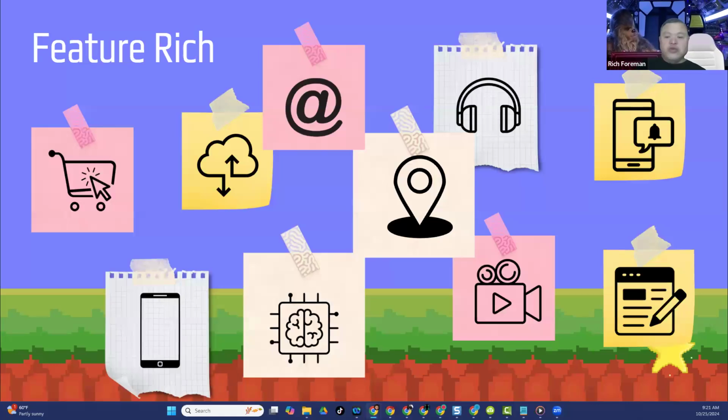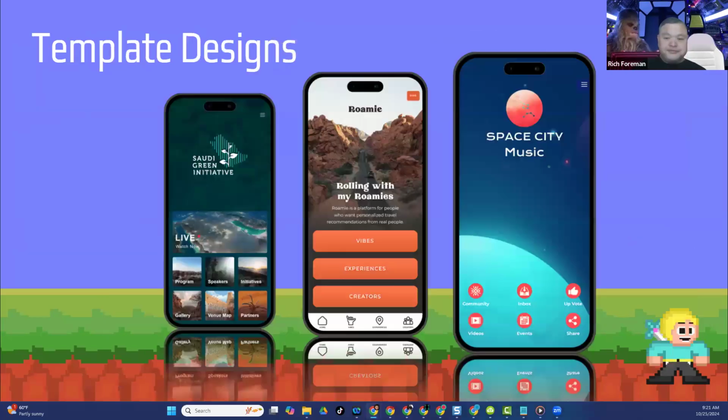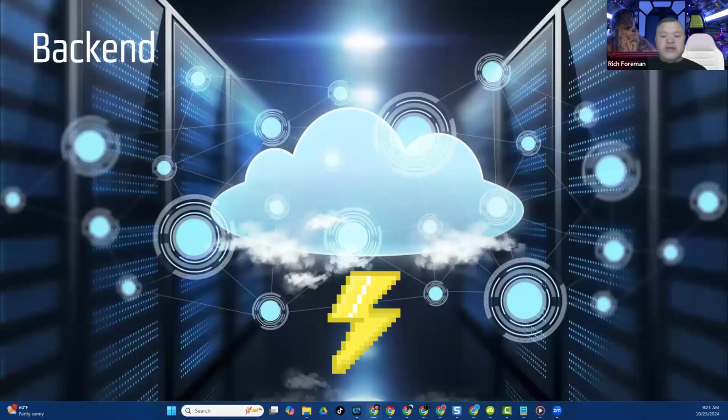These platforms are feature rich. They support a lot of commonly used platforms, and the number of design templates you could choose from. And if you have a good designer, they could actually look really good. The other positive thing is the backend is also included, and this includes a content management system that will help you track users, send out push notifications, track analytics, etc.